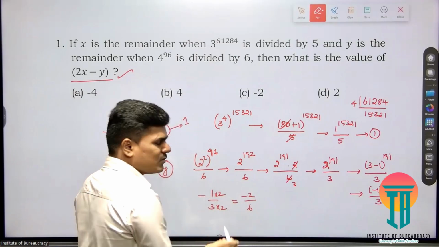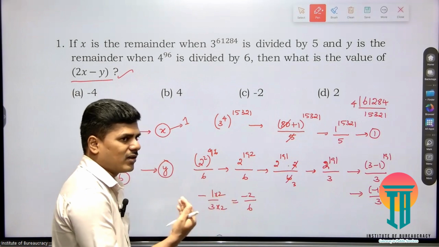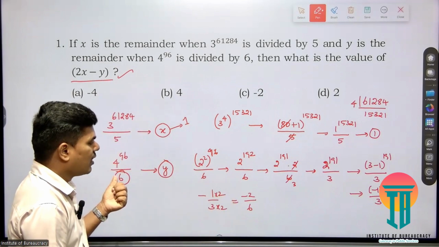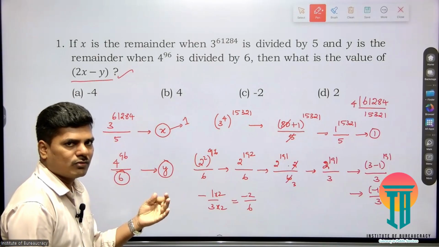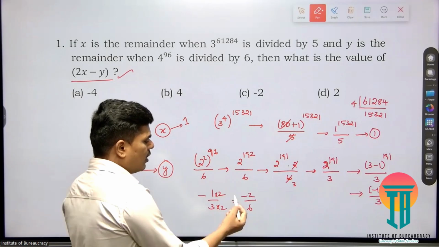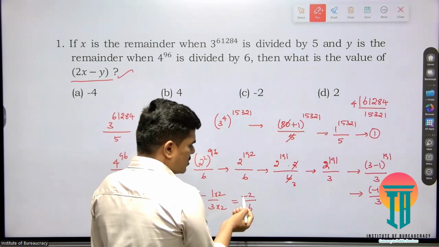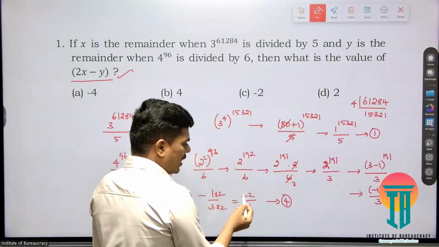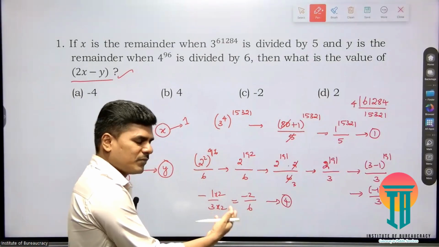Minus 2 by 6. Remainders cannot be negative. When you divide a number by 6, the remainder can be 0, 1, 2, 3, 4, or 5. That's how the remainder is going to be. Remainder cannot be negative, so minus 2 by 6 means just remove that 2 from the divisor. Therefore, the remainder is going to be 4.